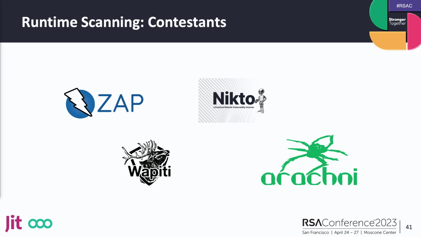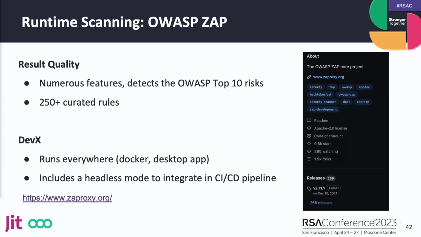You have ZAP, Nikto, Wapiti, and Arachni. Here, by far, the popularity of ZAP, a project that is also part of OWASP, is such that there's really no way to compare to the other projects. Why is it so popular? Well, let's see. First of all, in terms of history, that's interesting. It was built in order to detect specifically the OWASP top 10 risks. And so over the years, they added more and more rules, and now they have about 250 created rules.